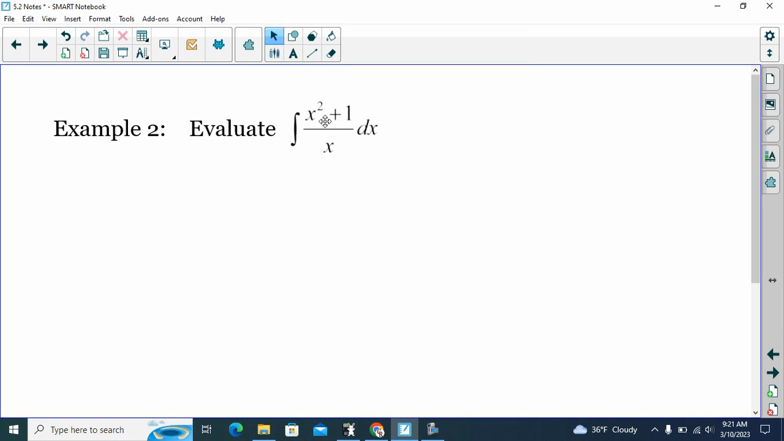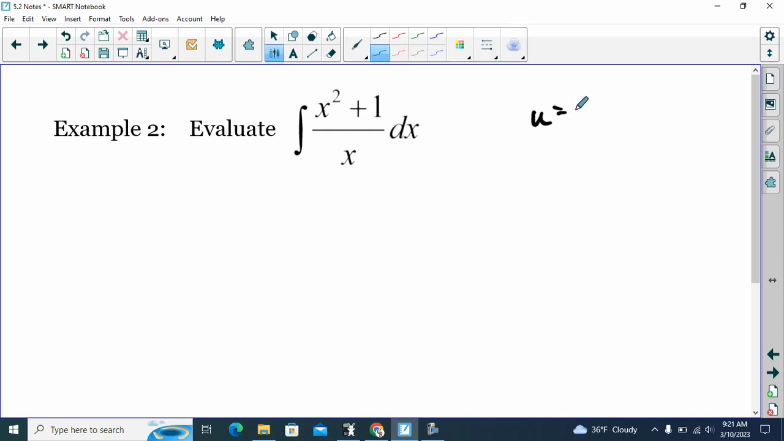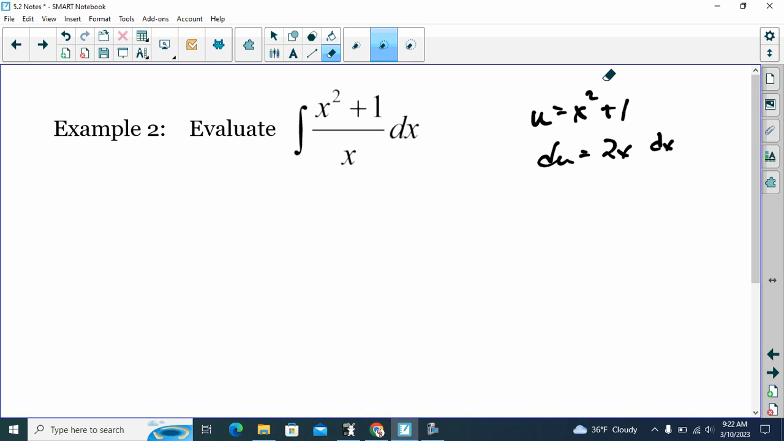Example 2 is the same problem, but we were integrating the reciprocal this time. Last time it was x over x squared plus 1. This time we were integrating x squared plus 1 over x. Notice if we tried to do it the same way we did the last one, if we made u equal to x squared plus 1, du is 2x dx. I don't have x here, I have 1 over x. I have x to the negative first. So that cannot be part of this du. So I cannot do it the same way I did the previous one.